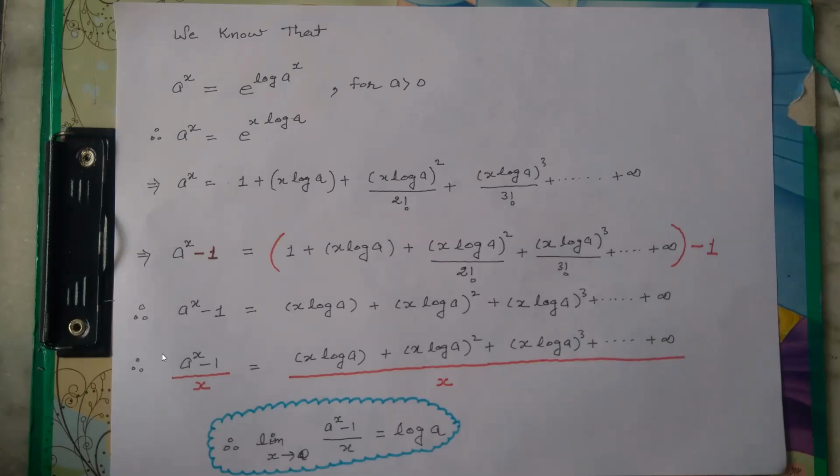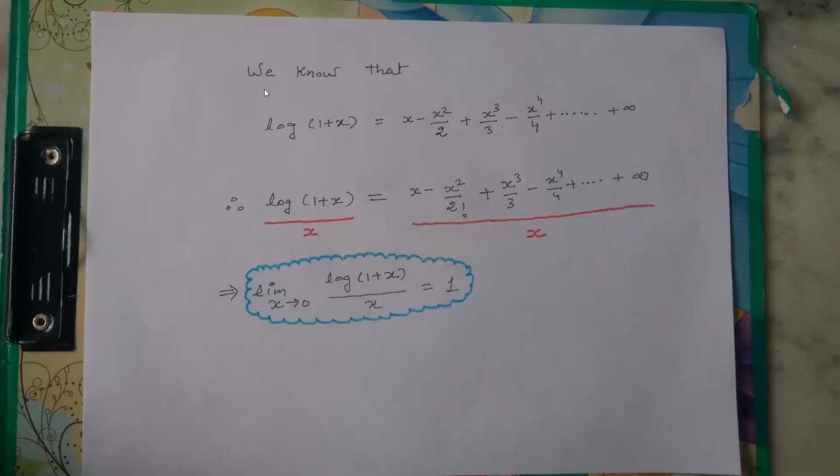Now in the next step, we are dividing both sides by x. So in the numerator, everywhere we find x is available. So we can take this x outside the bracket. So outside the bracket, this x in the numerator and the x in the denominator will get cancelled. So after that, every term will contain x except the first term, and the first term is log of a. So the formula becomes limit x approaches to 0, a raised to power x minus 1 upon x is equal to log of a.